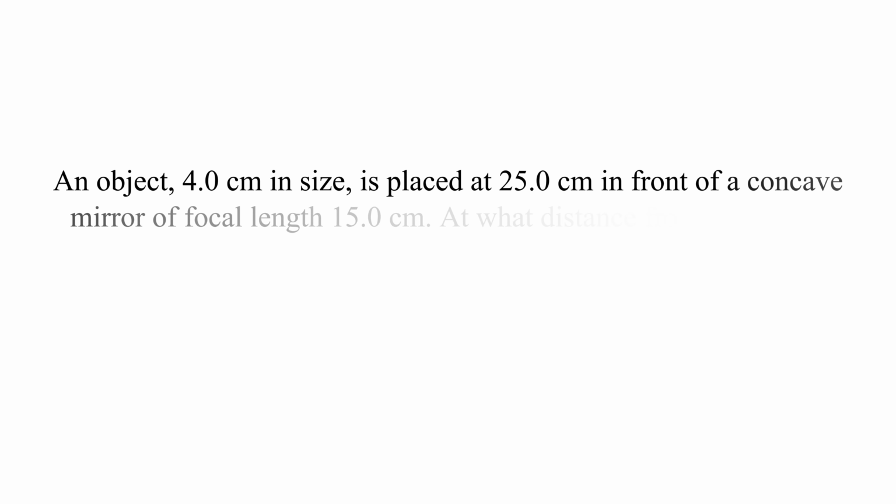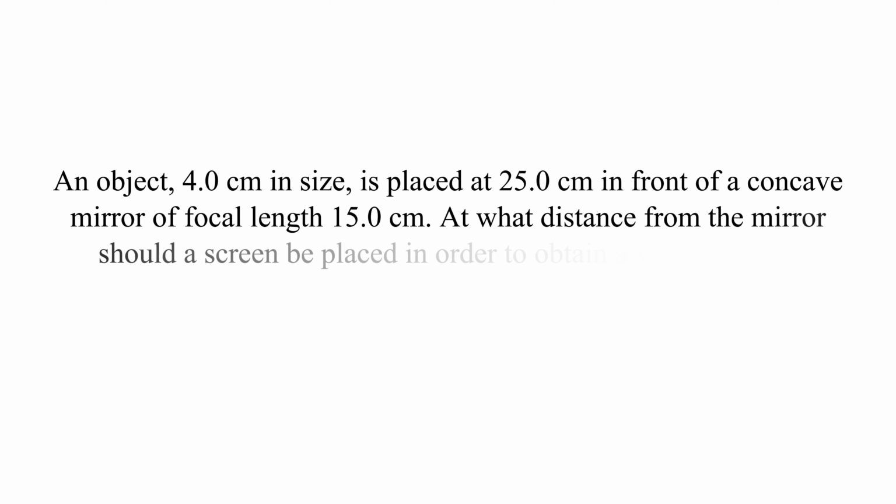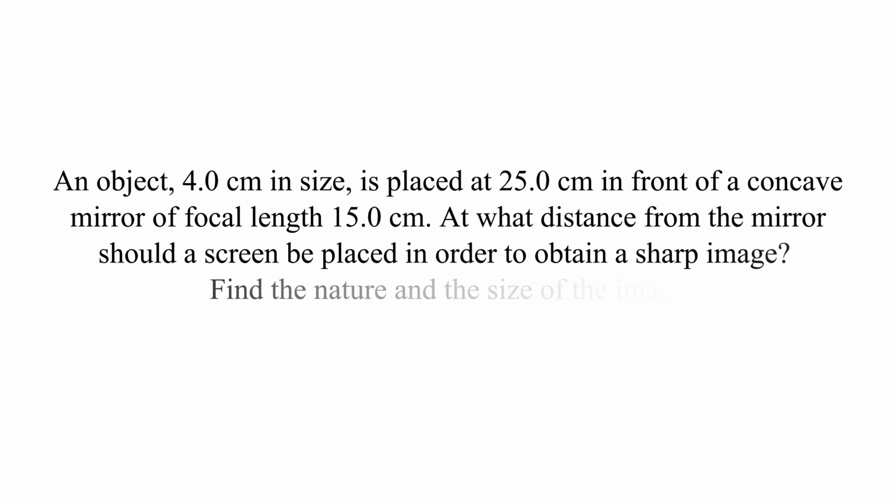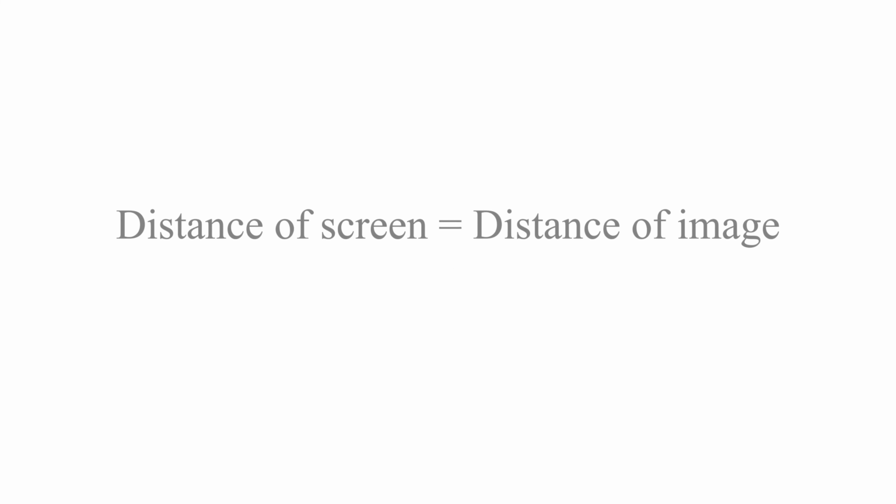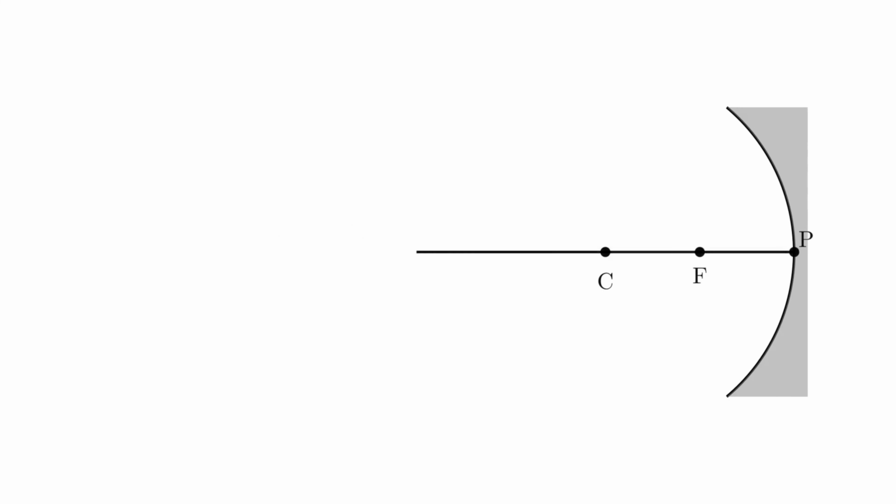The problem states, an object 4 cm in size is placed at a distance of 25 cm in front of a concave mirror of focal length 15 cm. At what distance from the mirror should a screen be placed in order to obtain a sharp image? Find the nature and size of the image. The distance of the screen basically means the distance of the image from the pole. We will again make use of the mirror formula, but first let's draw the ray diagram for the problem.